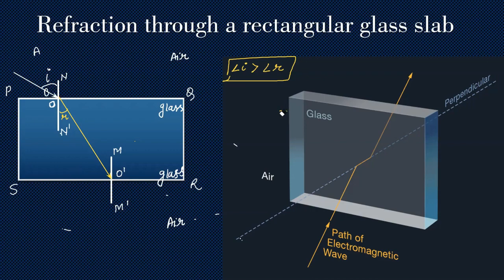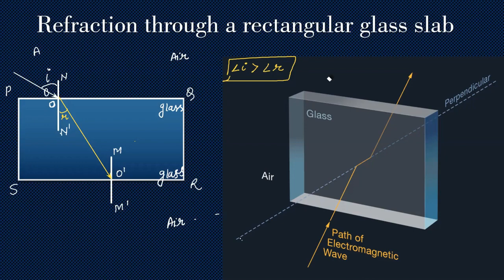Now this refracted ray is again coming in contact with the second interface, that is the SR interface. Interface is the plane where your medium is changing. Now at the SR interface, again the medium is changing. It is going from glass to air. Glass being a denser medium, air being a rarer medium, can you tell me where this ray will get bent? The refracted ray of light will bend away from the normal.